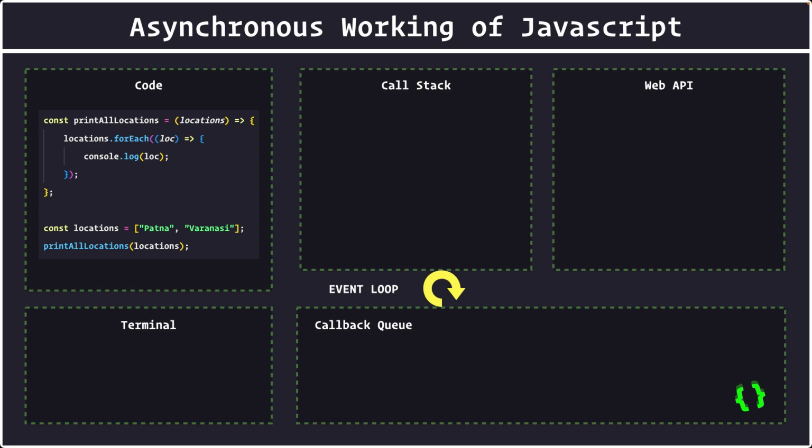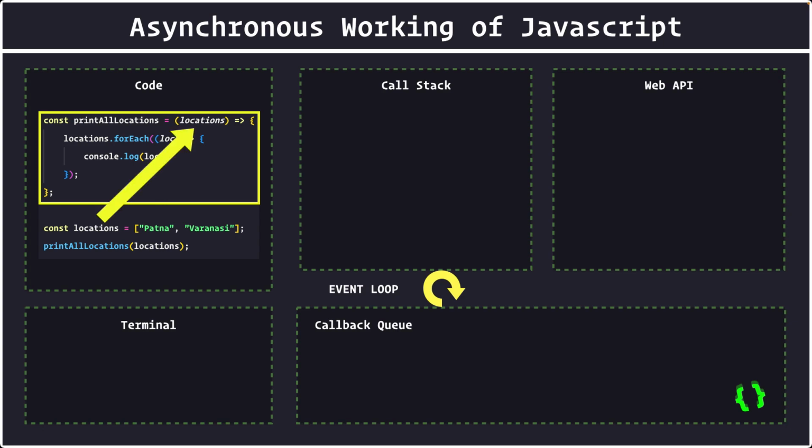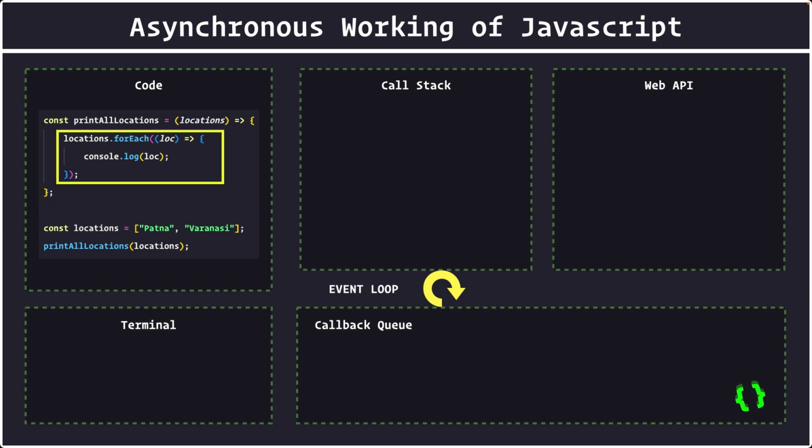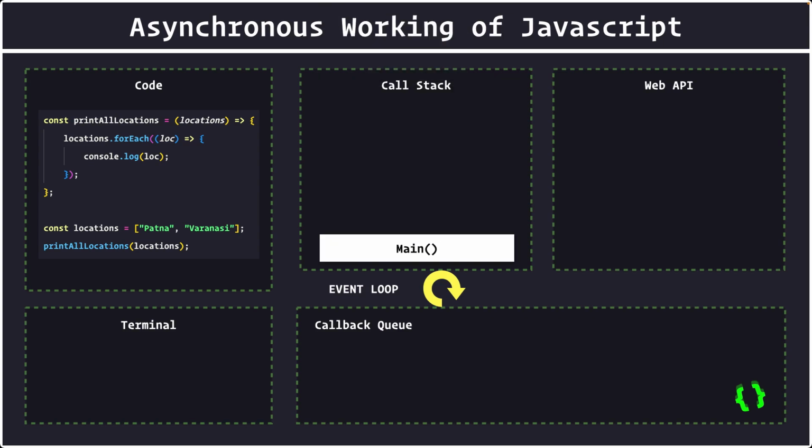If we take a brief look at the script, I can see I have defined a printAllLocations function that takes an array and for each location it loops through it and prints it to the terminal. Down here I have defined the array and passed it to the function. So let's see exactly how things would run when we run our script. The first thing that happens is the main function gets pushed onto the call stack, which allows the script to start executing. Right here we have defined the printAllLocations function.